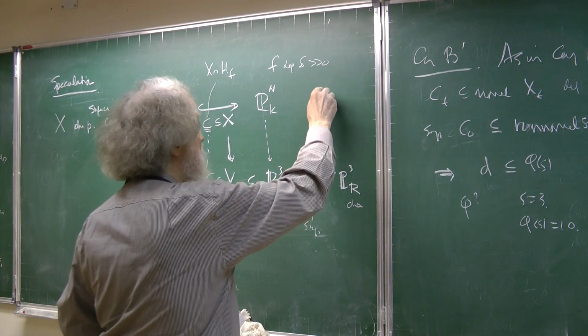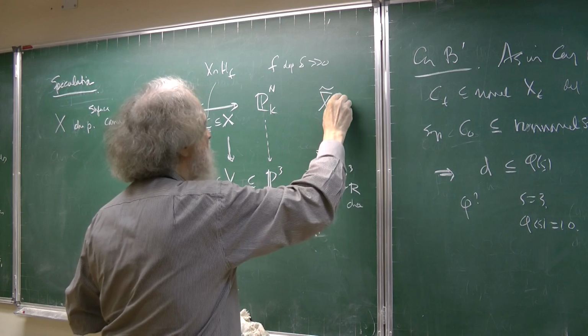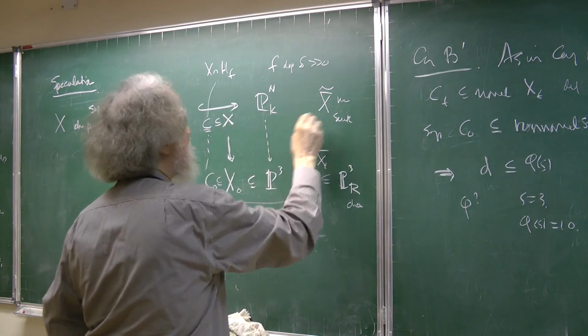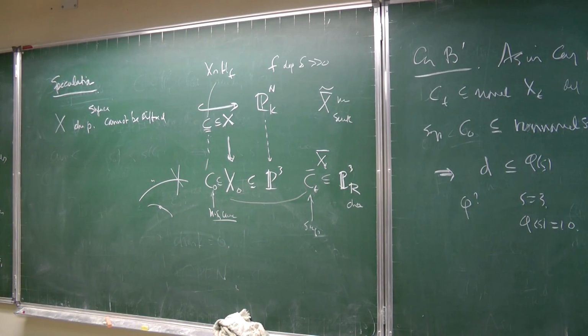And then if you take the normalization of Xt, you get Xt bar normalized, which would be a smooth surface lifting the original X. Contradiction. Okay, this is a little bit of fantasy. There are a number of steps in this which require work, but if somebody's brave, I think it's a possible route. Maybe it would require some more work at some point.